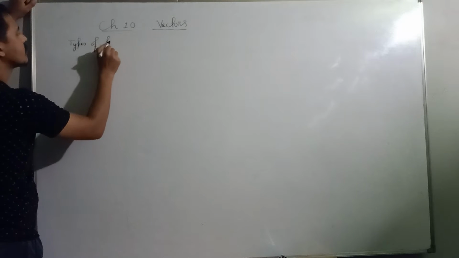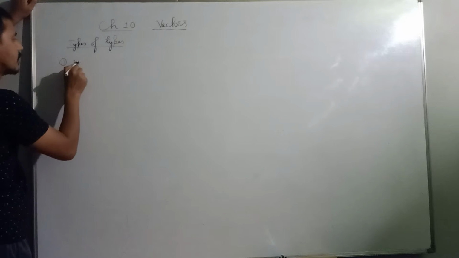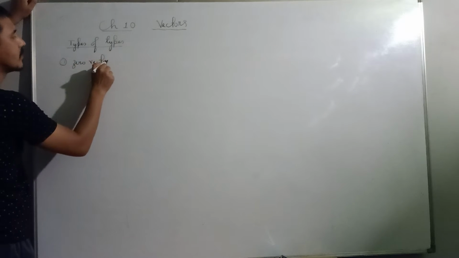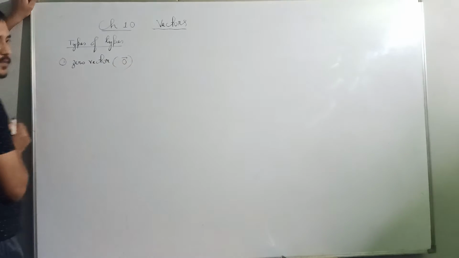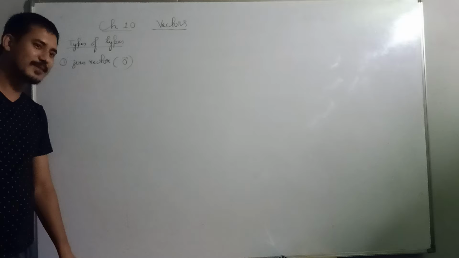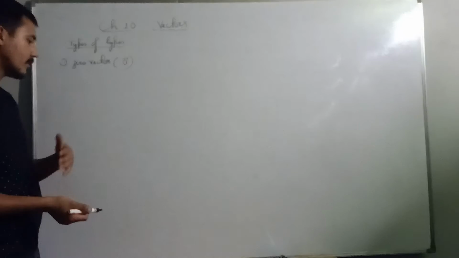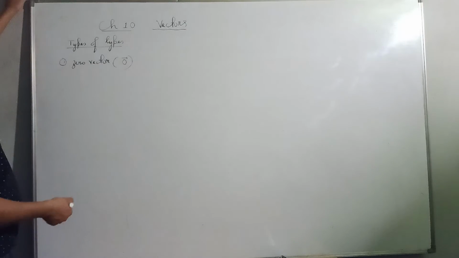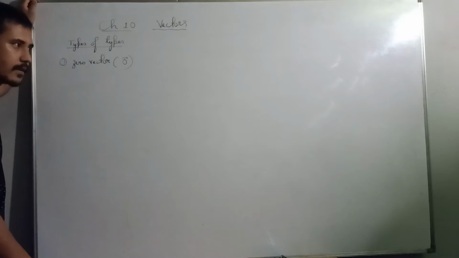Now, types of vectors. What are the types of vectors that you know? First one, zero vector. Very simple. What is a zero vector? Zero vector is denoted by zero. A zero vector has no magnitude but can have any direction.